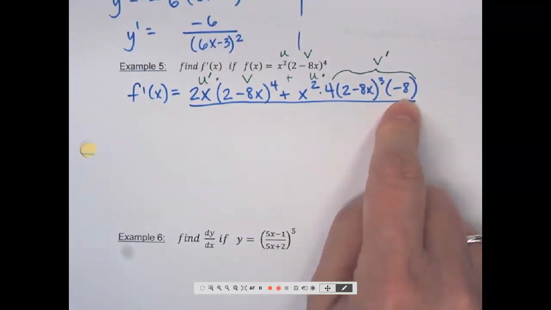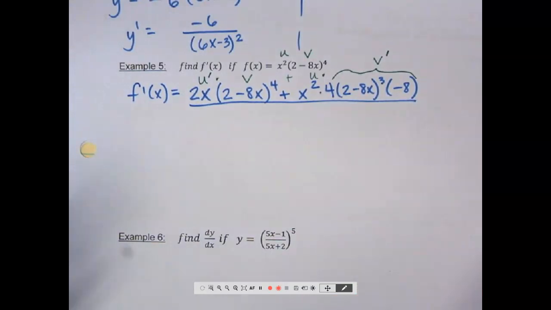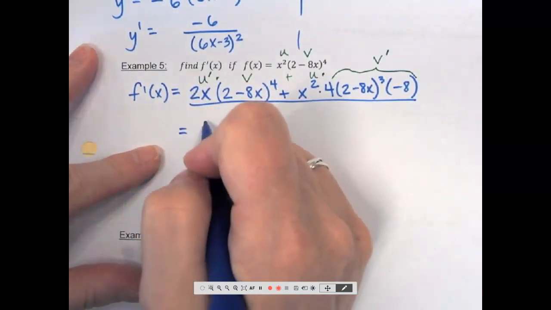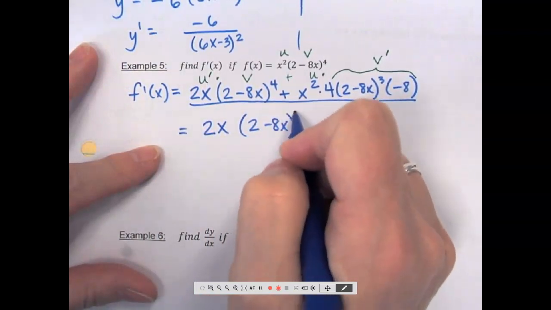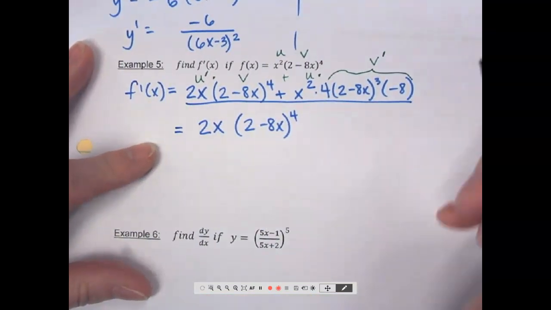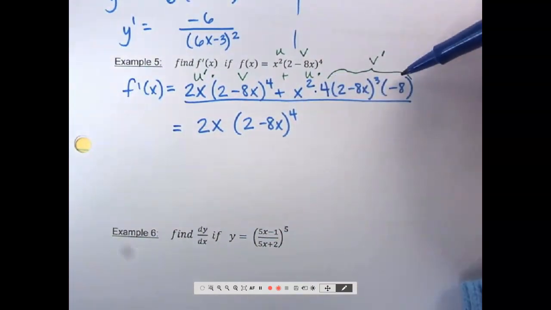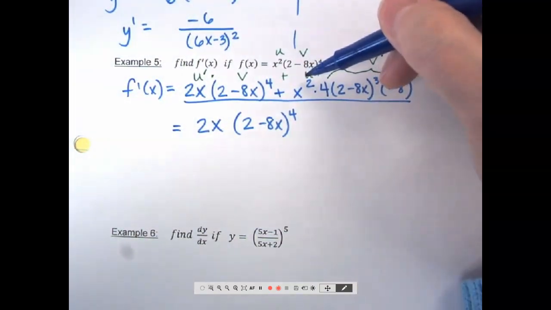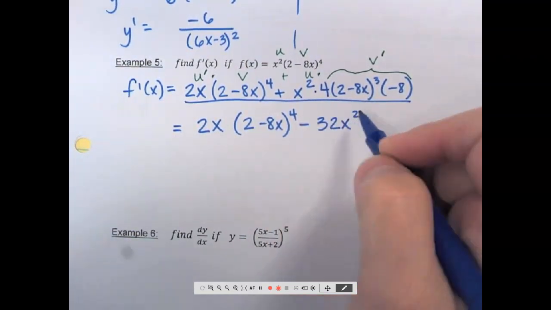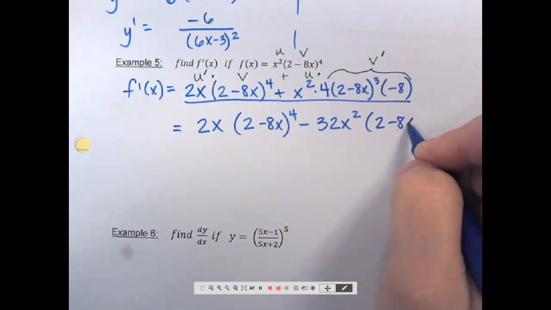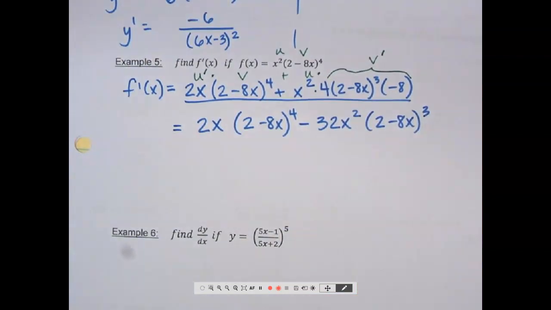Now, I would clean this up in the following way. Negative 16x squared plus, let's leave this thing out front the way it is. But look, I have a 4 times negative 8 times x squared. That's negative 32x squared, 2 minus 8x cubed. I would leave it like that. Doesn't that look cleaner?